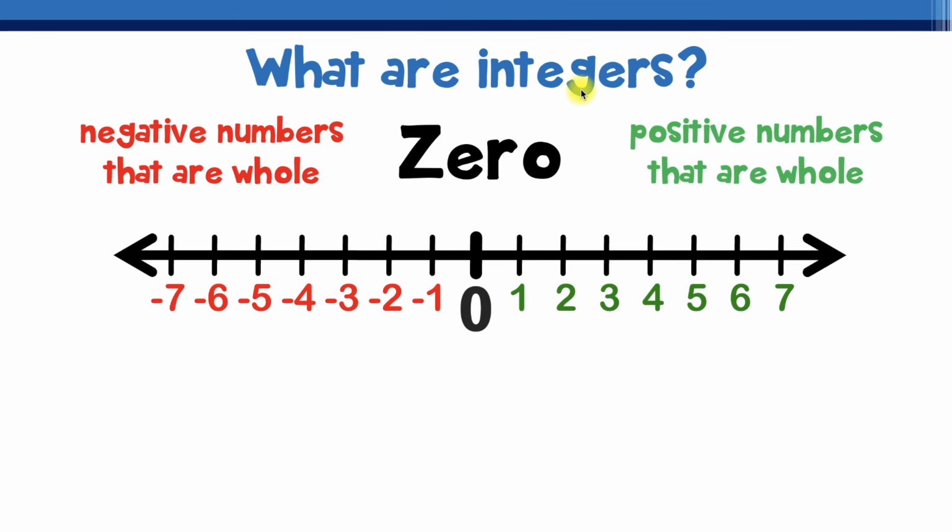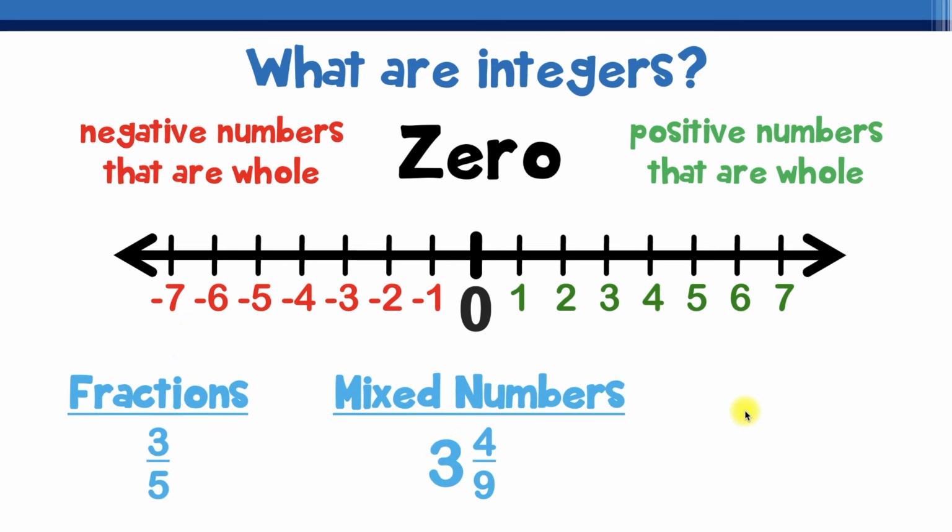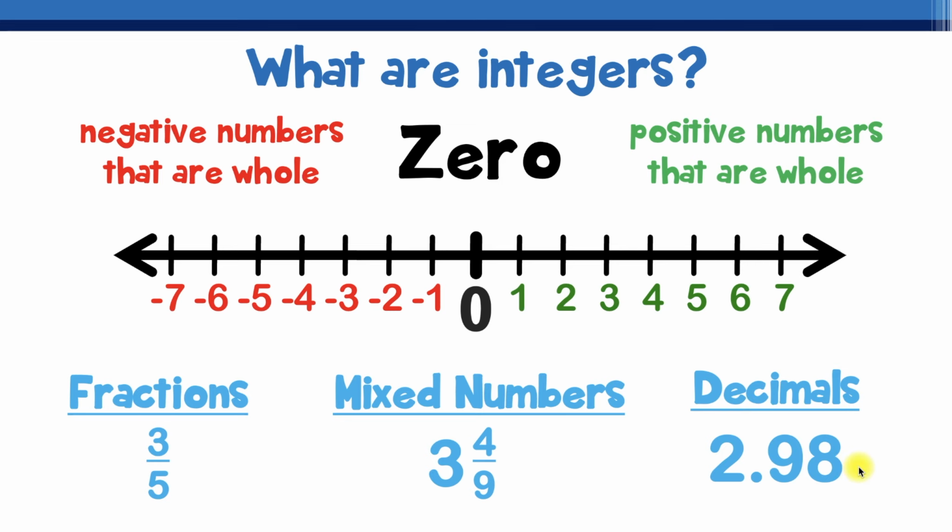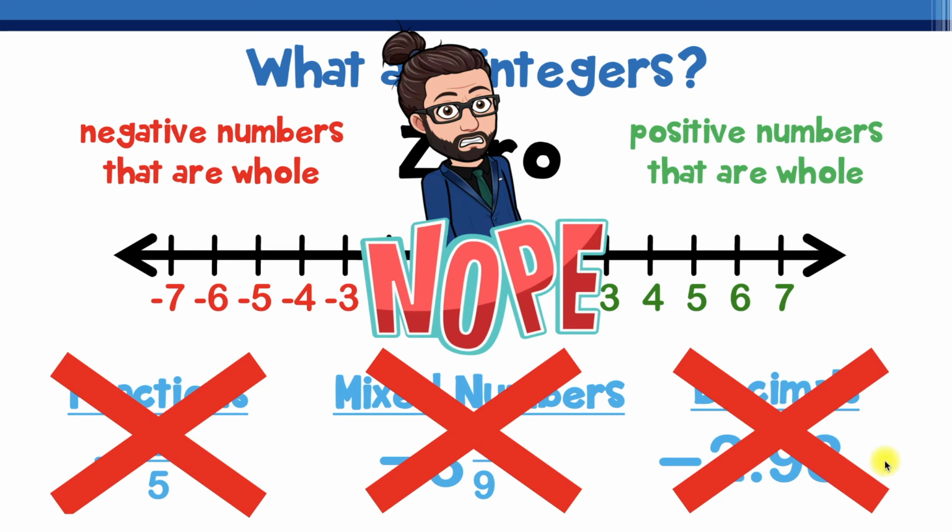And since integers consist of 0, positive numbers that are whole, and negative numbers that are whole, that means that numbers like fractions, mixed numbers, and decimals, whether they're positive or negative, are not integers.